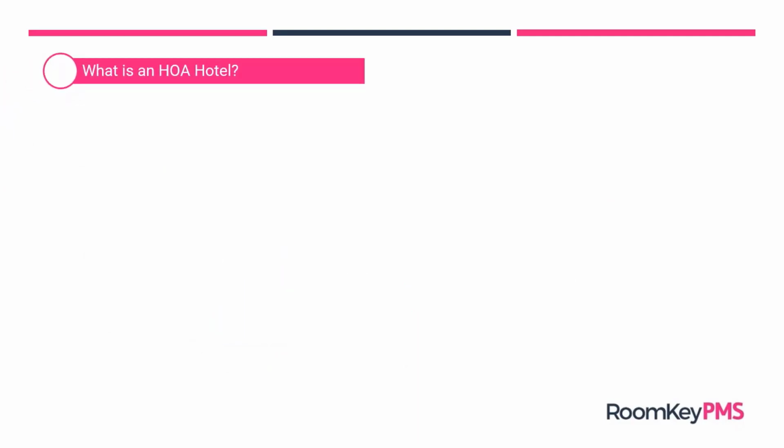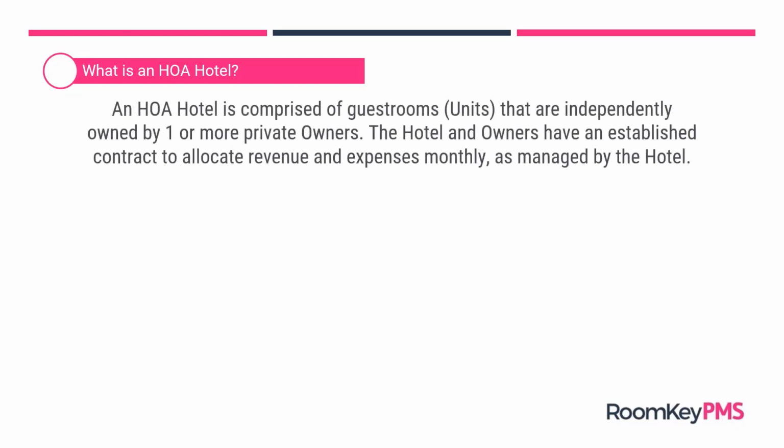So jumping into our topic for today, what is an HOA hotel? We have a bit of a lengthy definition here, but let's go through it together. An HOA hotel is comprised of guest rooms or units that are independently owned by one or more private owners. You may also be familiar with terms like timeshare, vacation rental, condo, anything like that where the individual units are owned by someone other than the hotel itself. Now, the hotel and these owners have an established contract to allocate revenue and expenses monthly as managed by the hotel. So the hotel is doing all that management.